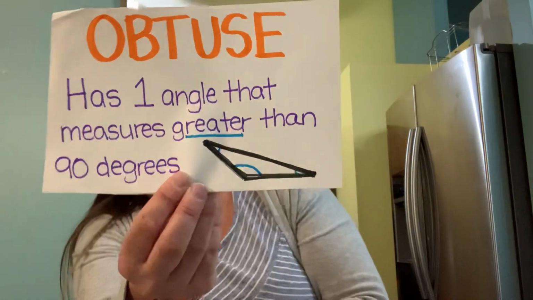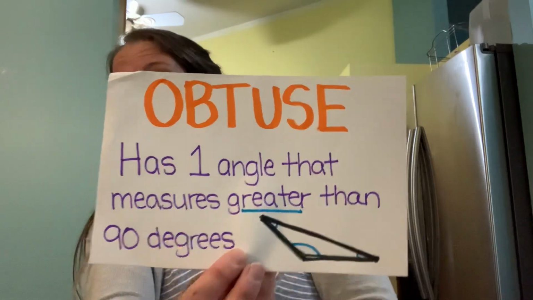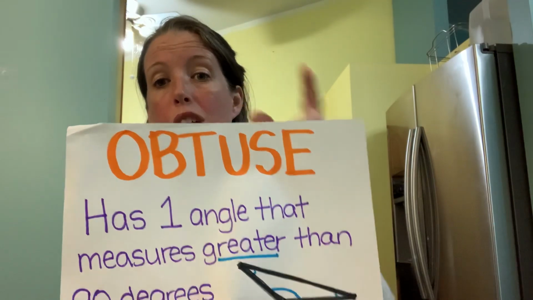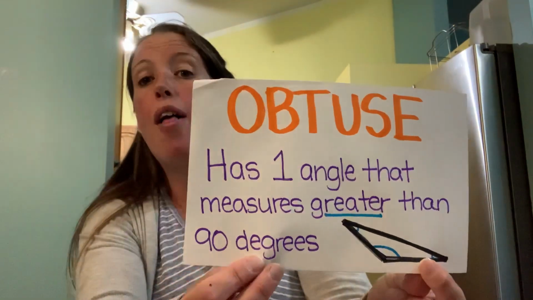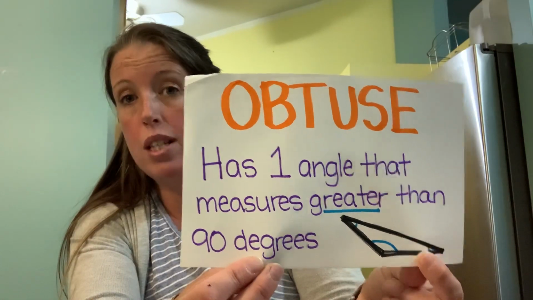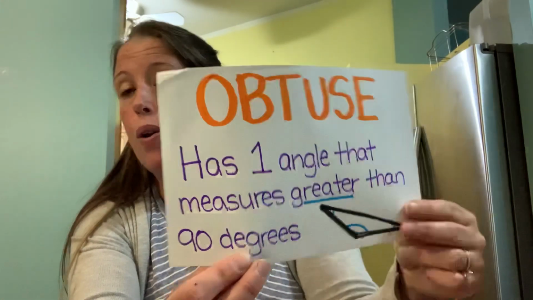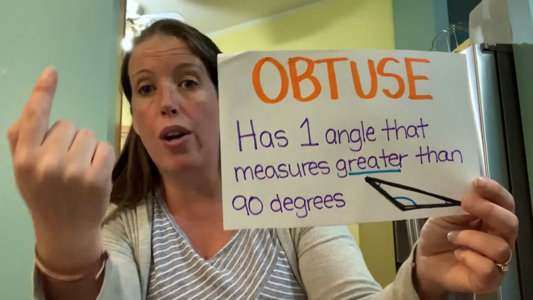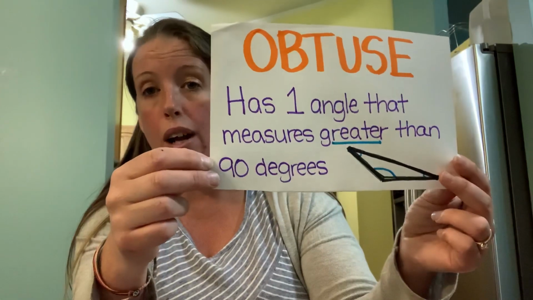Now, sometimes that 90-degree angle can be stretched and it's now greater than 90 degrees. When that happens, that angle becomes called obtuse. So if you have one angle out of a triangle, remember triangles have 3 angles, but if just one of them is greater than 90 degrees, then that triangle can be called an obtuse triangle. It only has to have one angle that's greater than 90 degrees or greater than a right angle, and then we can call it obtuse.